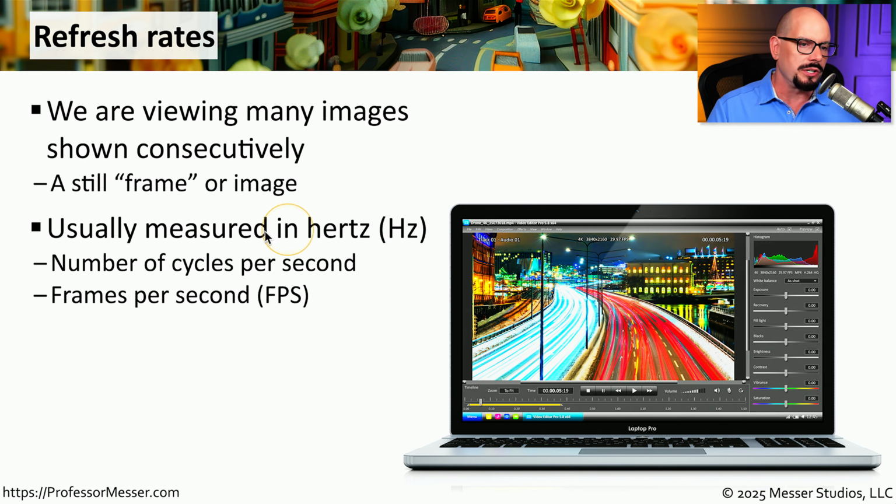Hertz is the generic term for the number of cycles per second. Sometimes you'll hear people refer to this as the number of frames per second, or FPS. And you could have configured the display so that the number of hertz does equal the number of frames per second. But there are some display configurations that may only update a portion of the display on every cycle per second.